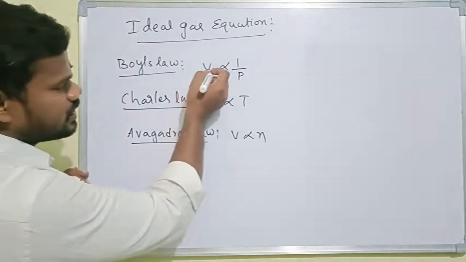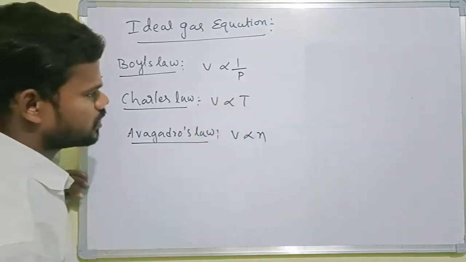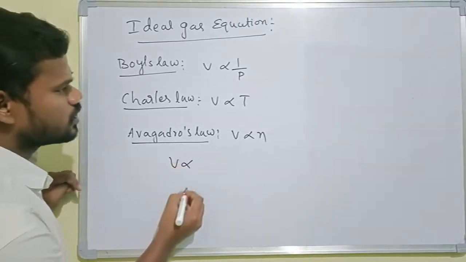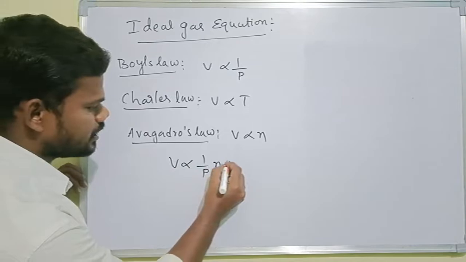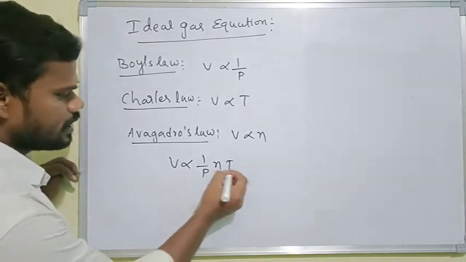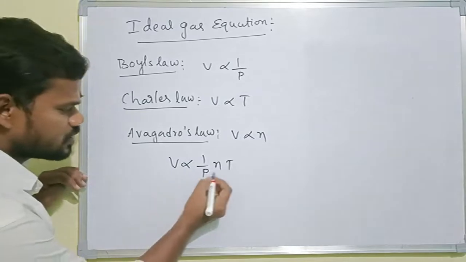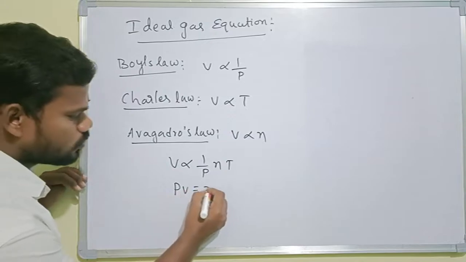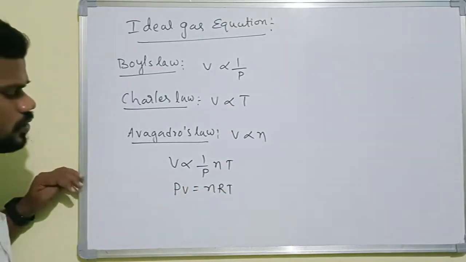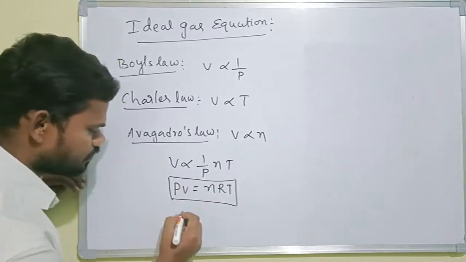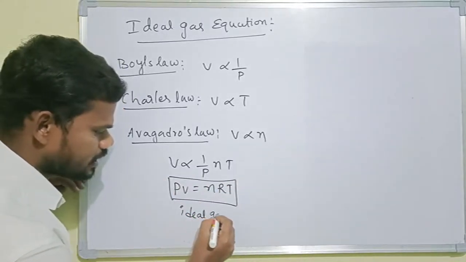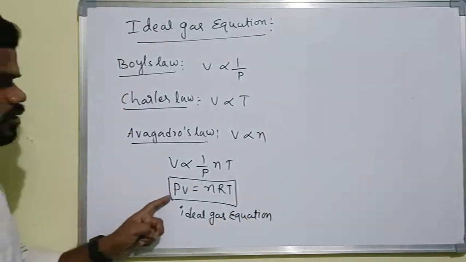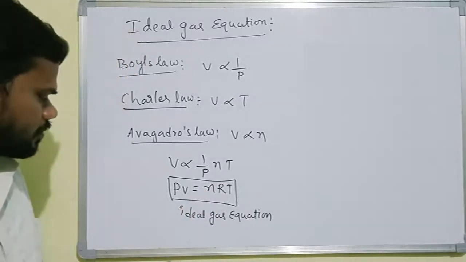Here V is inversely proportional to P, V is directly proportional to T, and V is proportional to the number of moles. So V is proportional to nT by P. If there is a proportionality, we get a constant. So PV equals nRT. It is the ideal gas equation.